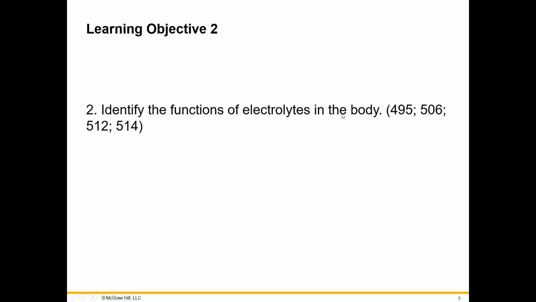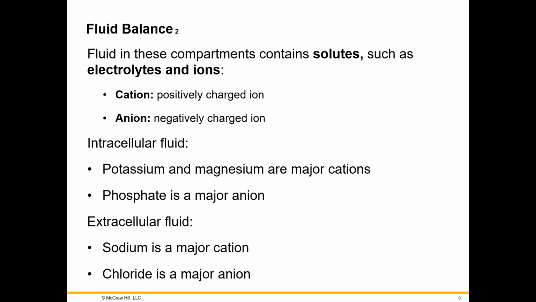Okay, moving on to learning objective 2, identify the functions of electrolytes in the body. So let's talk about how the body balances fluid levels, focusing on the solutes such as electrolytes and ions that are crucial for maintaining health of our bodies. Let's start with ions, which are, if you remember, charged particles that play a significant role in our body's functions. And ions are categorized into two types: cations, which are positively charged because they've lost an electron, and anions, which are negatively charged because they have gained an electron.